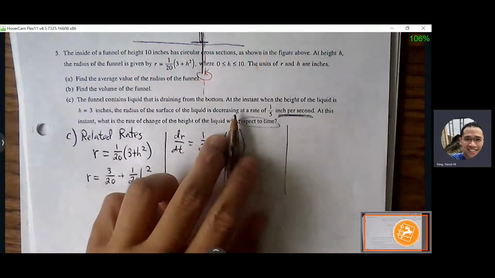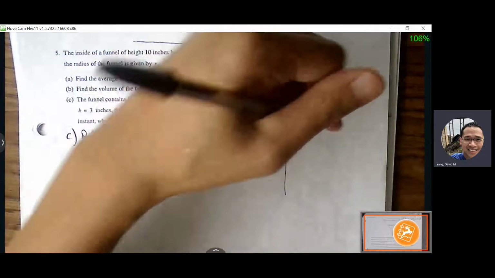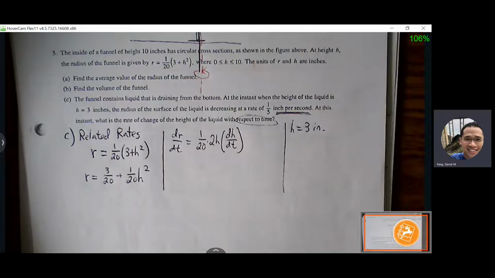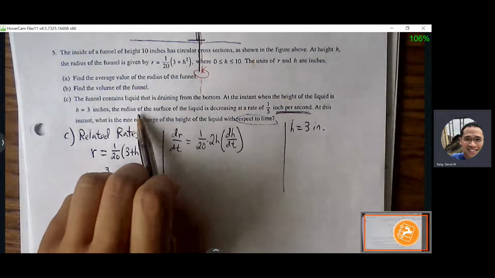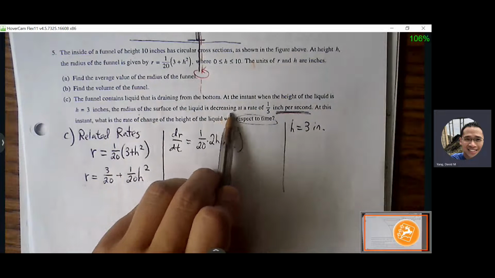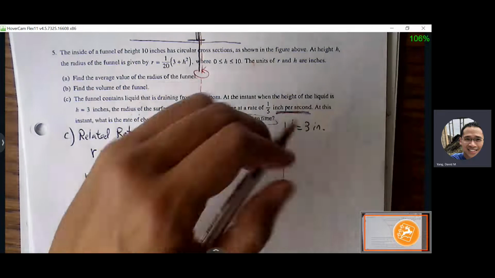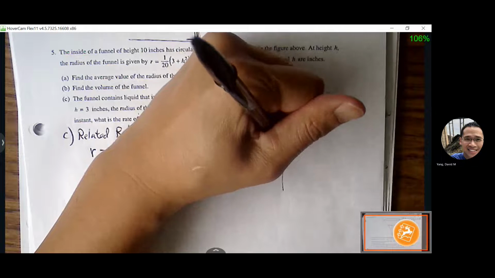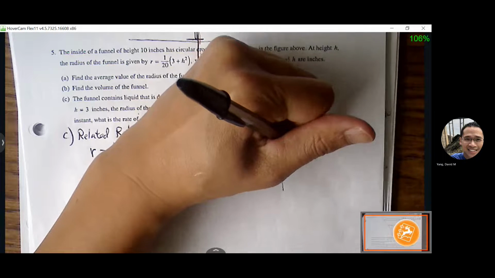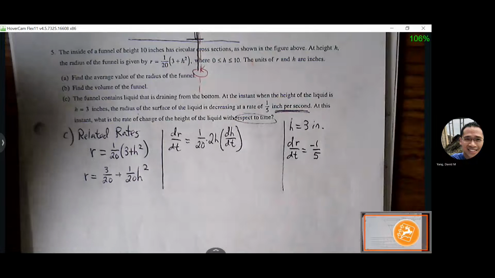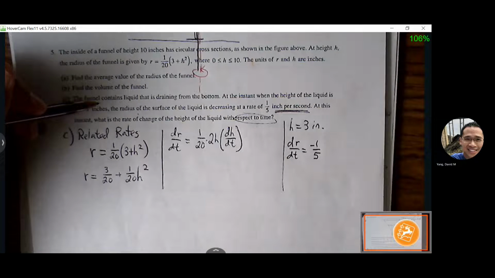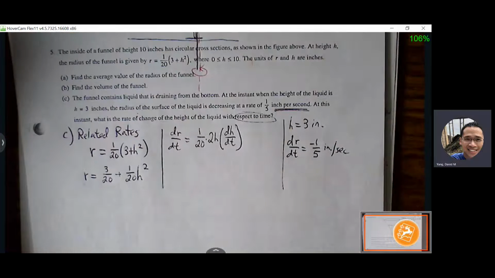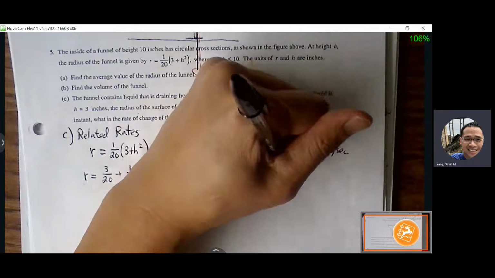Okay, let's gather some information here. At the instant when the height of the liquid is h equals 3 inches, the radius of the surface of the liquid is decreasing. So that's dr dt is negative, right? That word decreasing tells us we're dealing with a negative rate. At this instant, inches per second. What is the rate of change of the height with respect to time? So we're looking for dh dt.